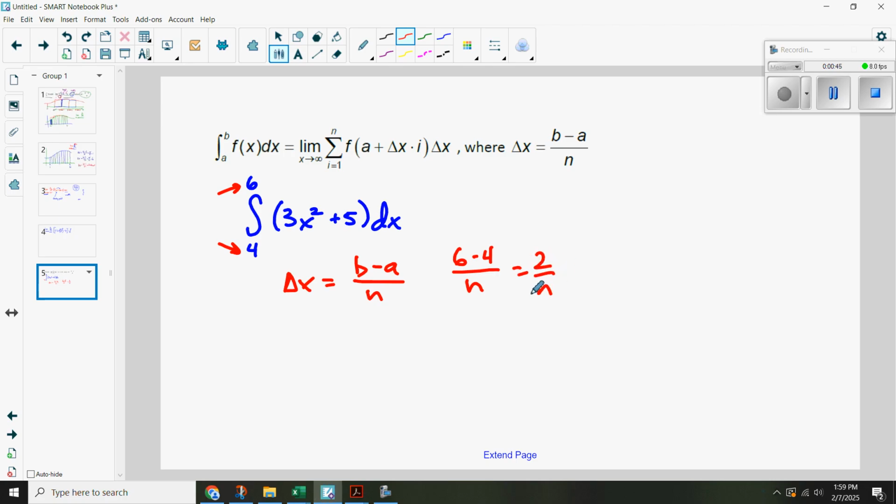And I leave it with an n because I know that my Riemann sum is going to look like this. A Riemann sum is always going to start with this kind of notation: limit as n approaches infinity of the sum, i or j or k equal to 1 to n. It's always going to start with that. So I'm going to leave my delta x as 2 over n. So that is going to be my dx.